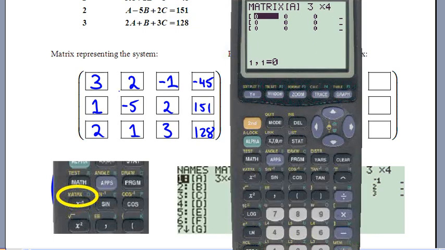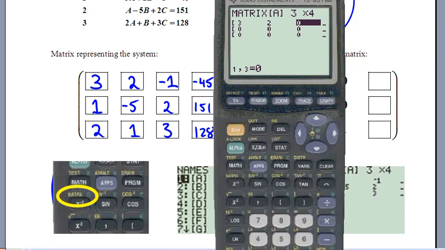So I would go in the upper left corner there, a 3, and then a 2, and you can use the arrow keys and go back. Now, watch what happens on my cheap TI-83 here. When I go and type in a -1, then it lets me see the last column. I'm like, oh, okay, yeah, there it is, -45, and then it'll kick me down to the next row. I can put in 1, -5, 2, and a 151 for that next equation in that system, and then 2, 1, 3, and 128.